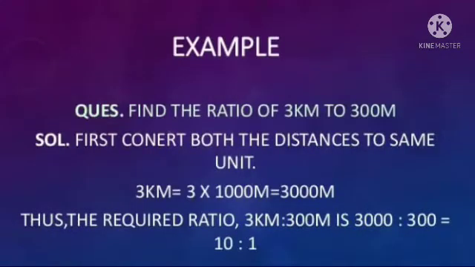Example: find the ratio of 3 km to 300 meter. First, we need to convert both the distances to the same unit. 3 km is equal to 3 multiplied by 1000 meter, which is equal to 3000 meter. Thus, the required ratio, 3 km is to 300 meter, is 3000 is to 300, that is equal to 10 is to 1.